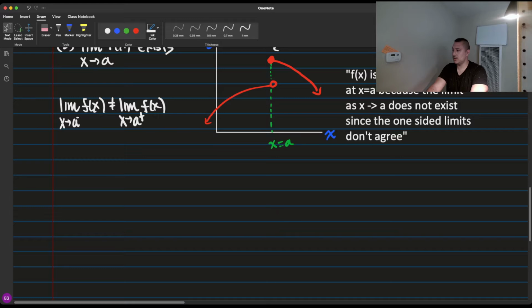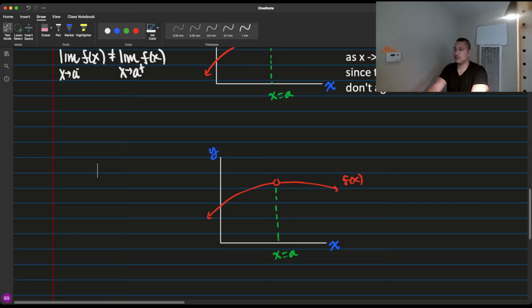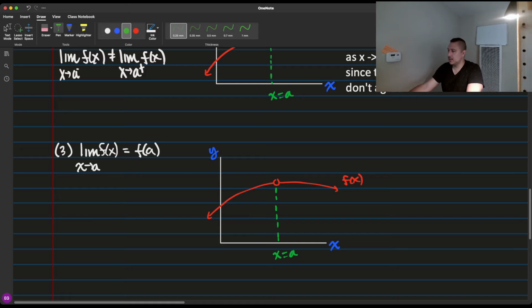Okay, which gets us to our third criteria of continuity. The third criteria of continuity is that, well, the function's going to be defined at a, so f of a will exist. The second criteria tells you that the limit will exist. And the third criteria is that the limit exists, the function's defined, and those two things are actually equal to each other. So this is a good example of how that would go wrong.